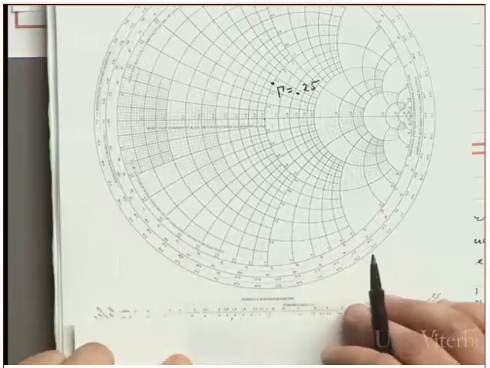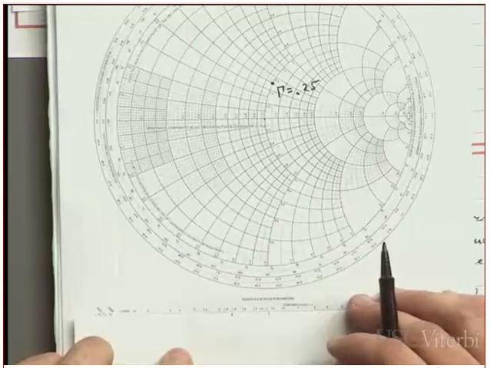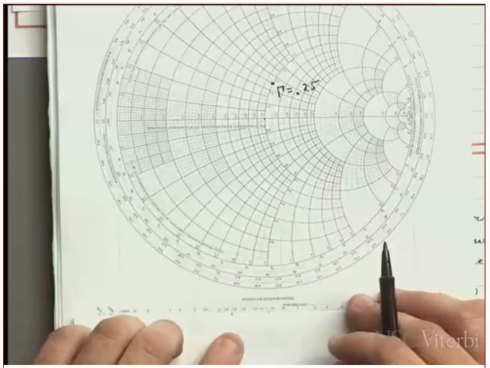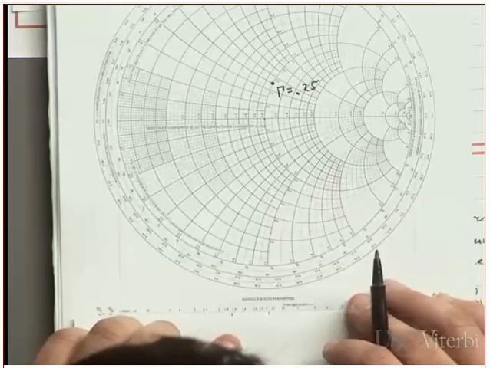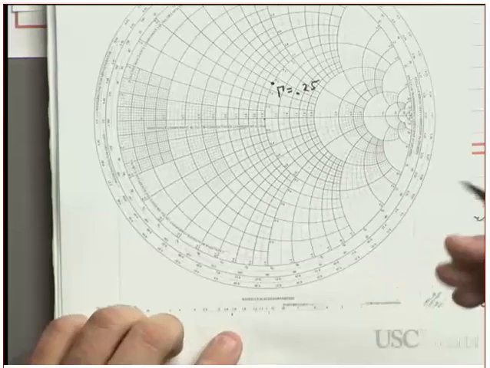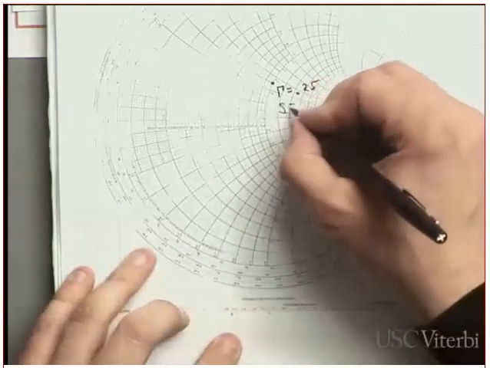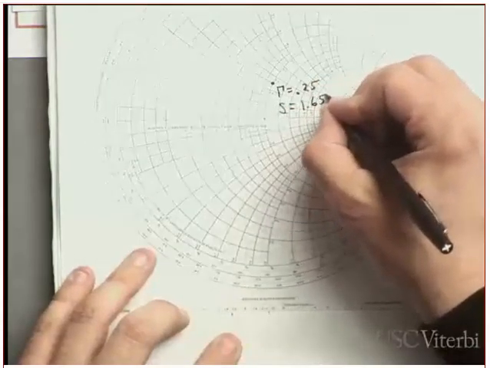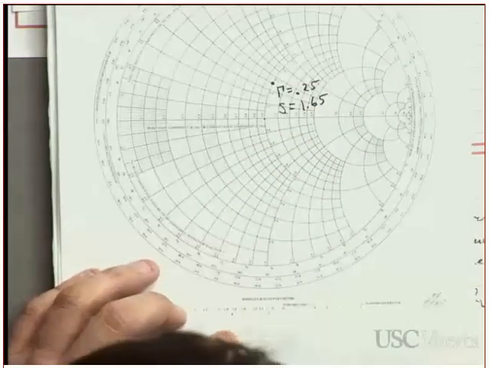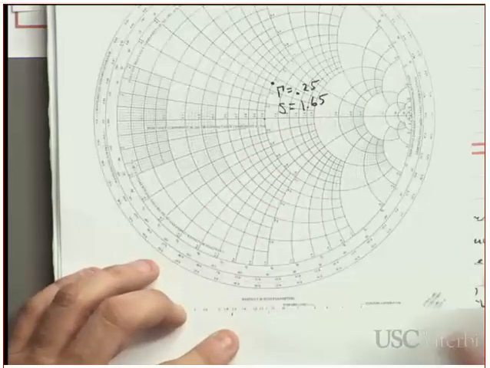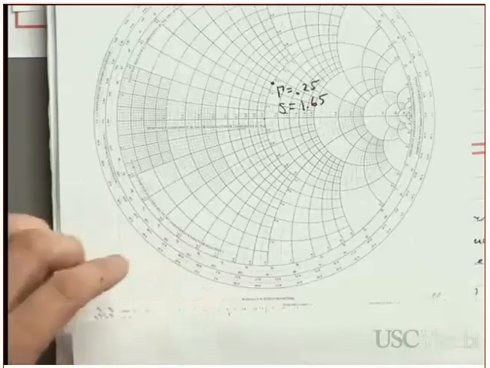If I do the same thing for the standing wave ratio, it's the top scale, and you measure again out from the center to the left. And this one's harder to do because it's a logarithmic scale. But to me, S looks like 1.65. And again, you have to kind of guess because you're measuring things.